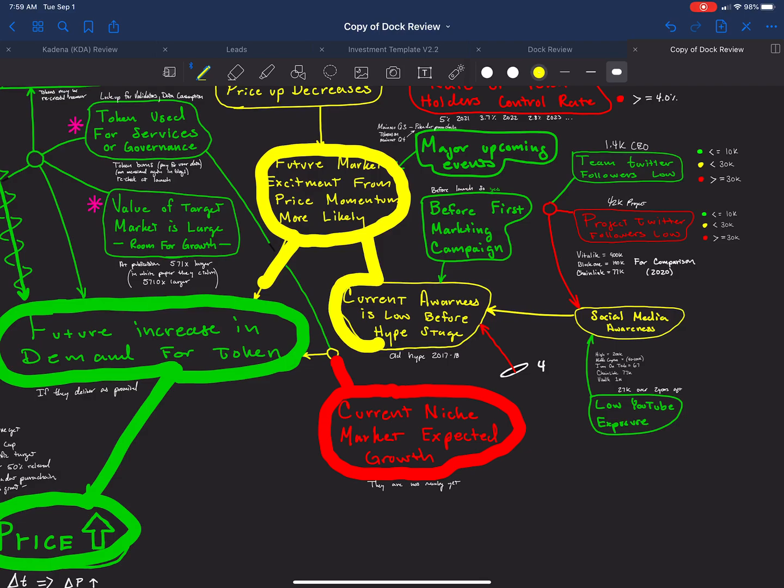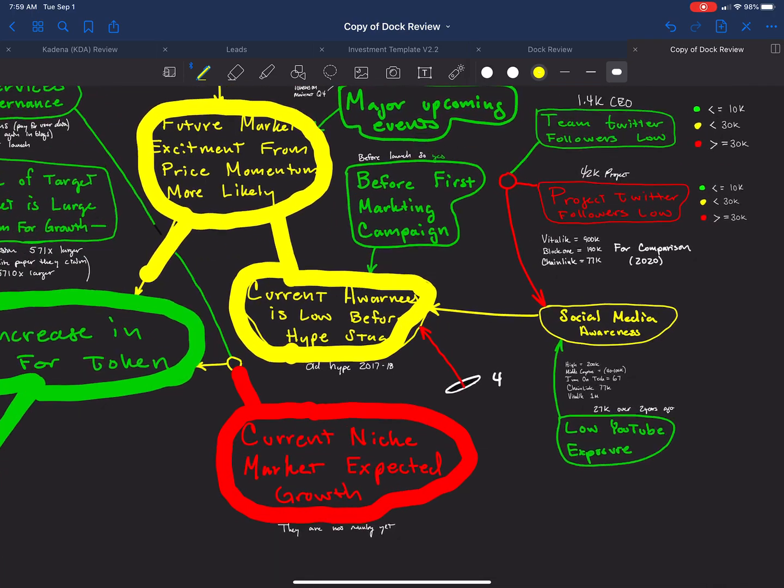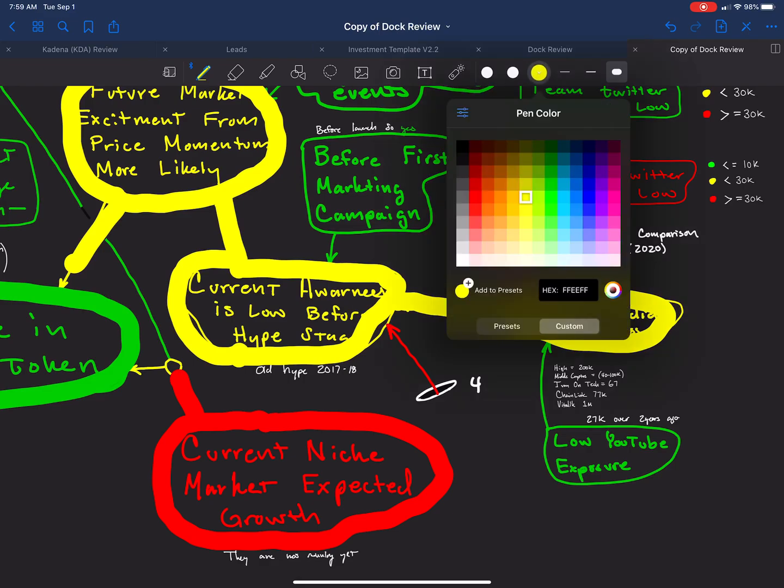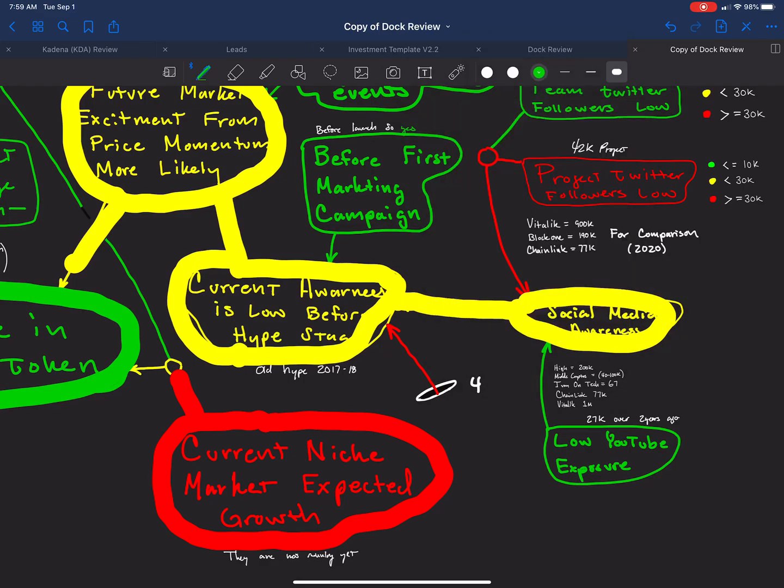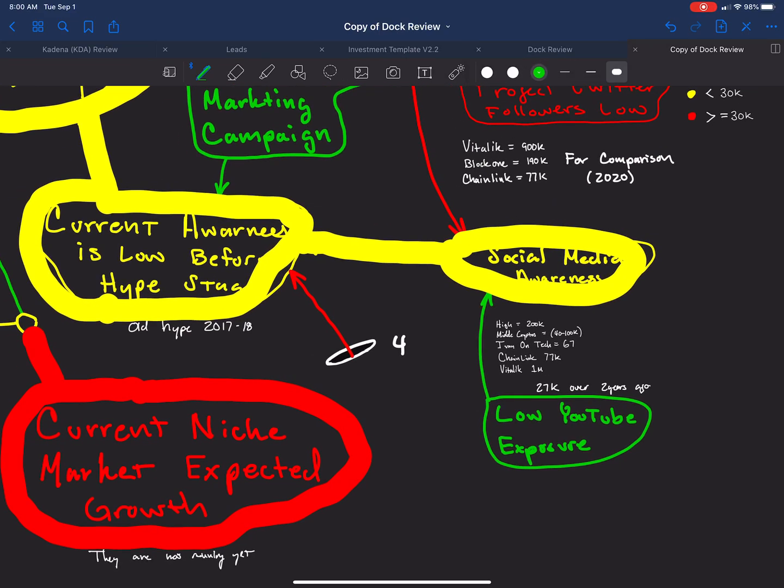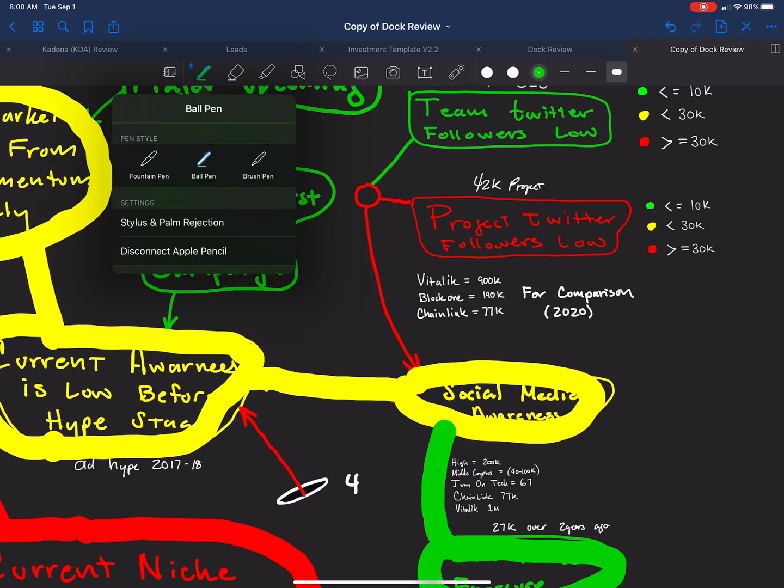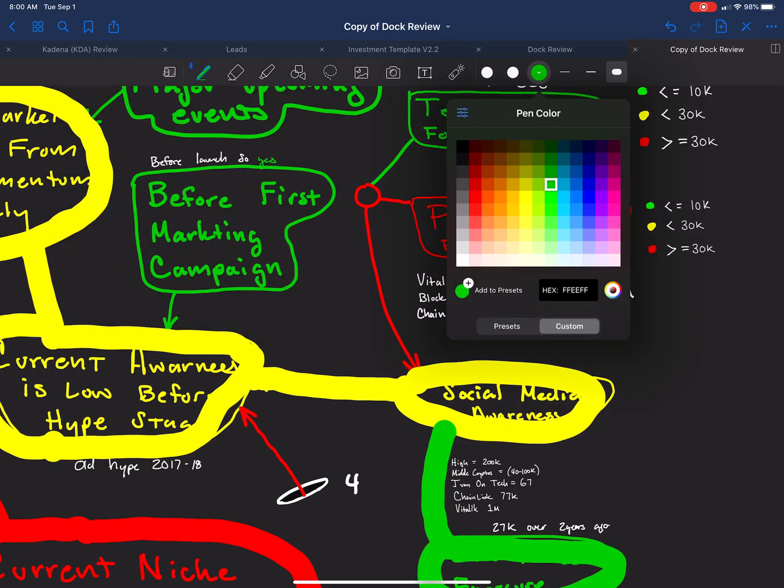They had old hype in 2017 and 18. That's why I have this current awareness. They were aware. They went through the ICO, but they're obviously still working because they got these grants from Web3. Social media awareness, I put it as medium. You can see this as bullish or bearish. So people were aware of them back in the ICO craze. YouTube exposure is pretty low, 27,000. Here's where they got that exposure in 2017.